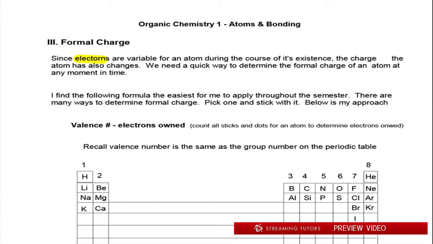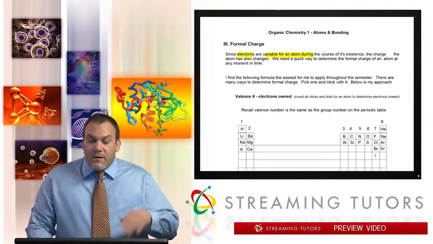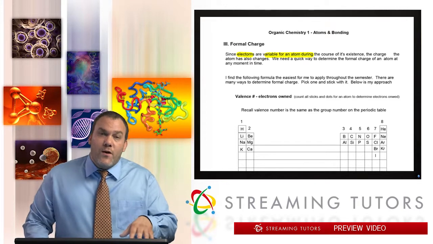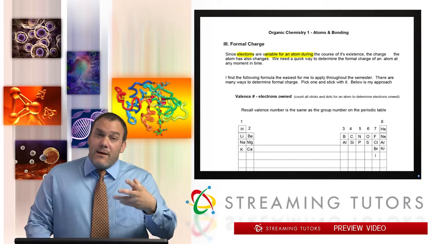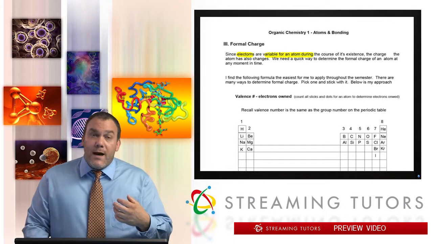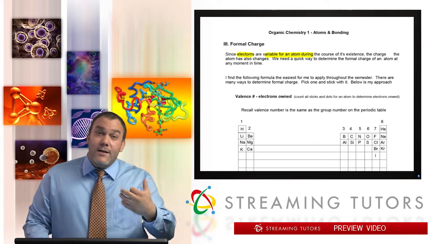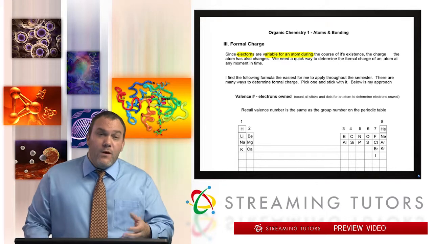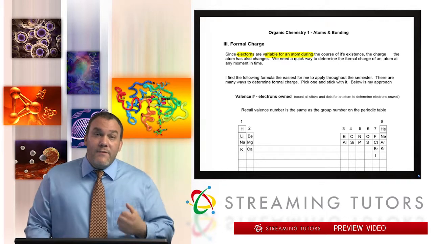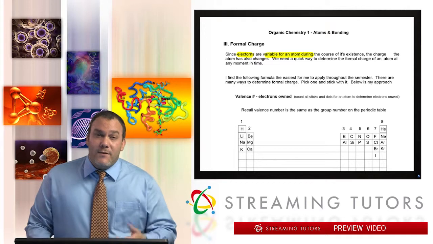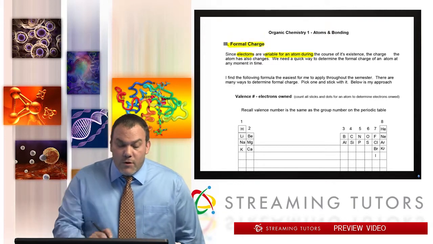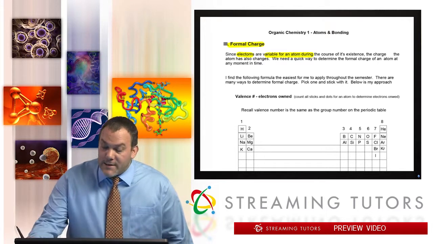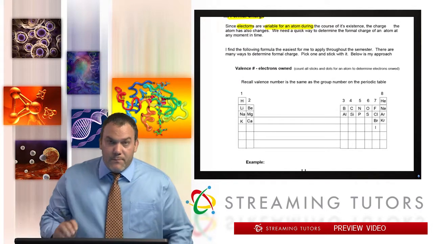Since electrons are variable, we have to keep track of how many electrons are around an atom at any given point in time. And what happens here is that the electrons will sometimes be added to an atom, and that'll make it more negative. Or other times, electrons might leave an atom, and that would make it more positive. So we have to figure out what the charge is, right? And that's formal charge.